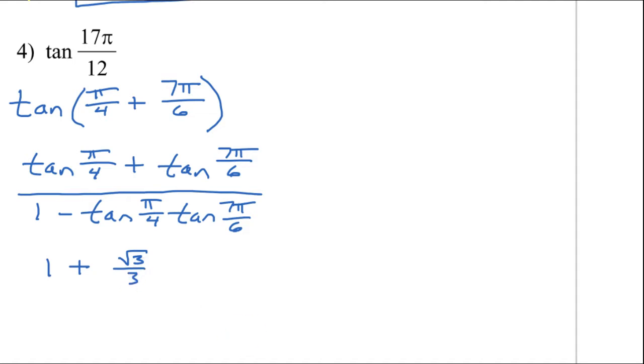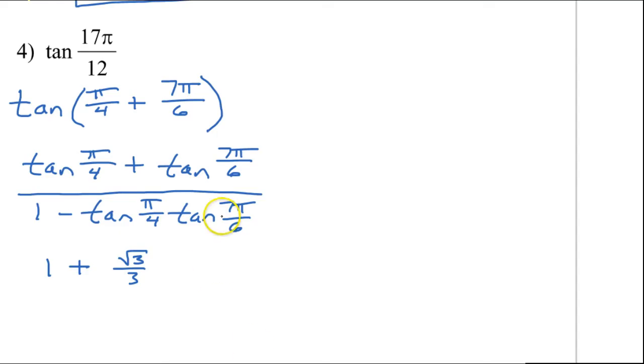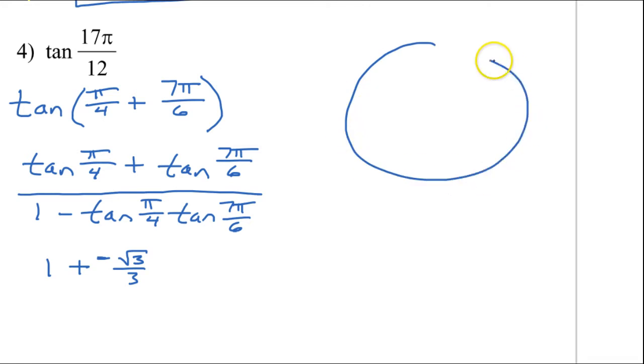Okay, that is one of those things that we have memorized. Tangent of pi over 6 is radical 3 over 3. So that means the tangent of 7 pi over 6 is either going to be radical 3 over 3 or it might be negative radical 3 over 3. It's going to be one of those. So which one is it going to be? Let's look at a diagram to help us know. Okay, it just depends on the quadrant, really.